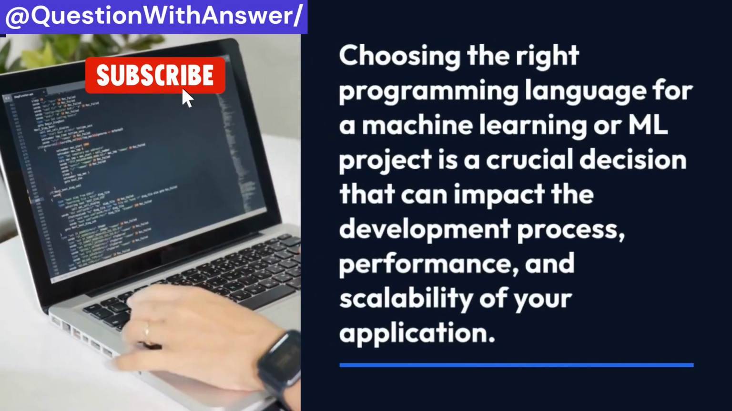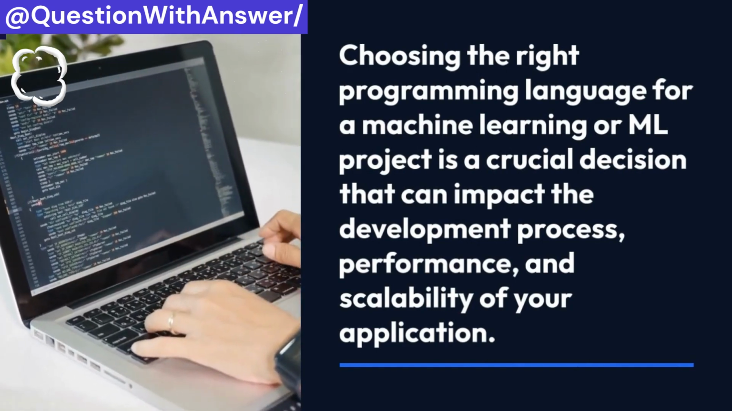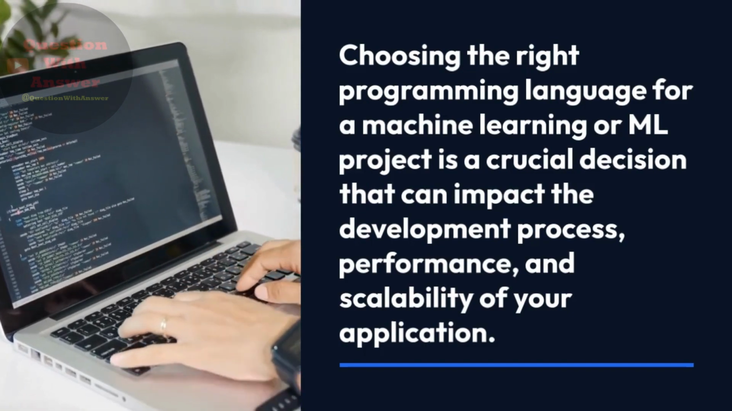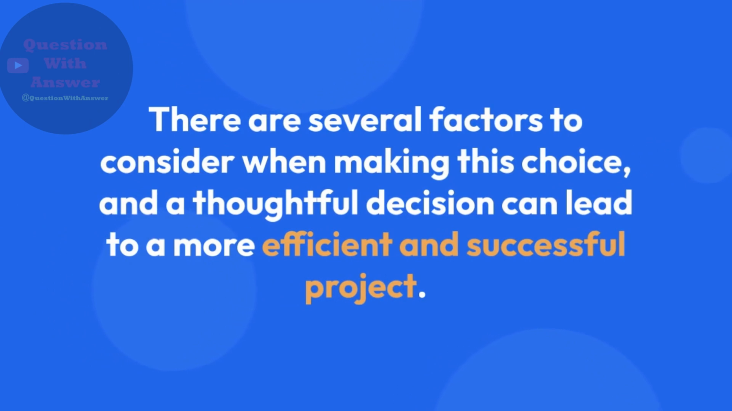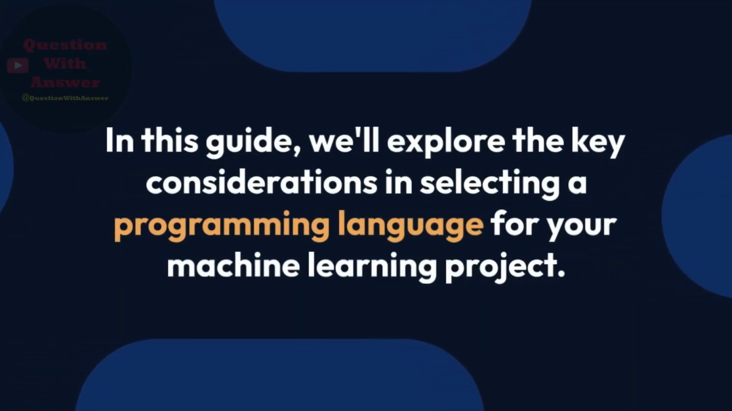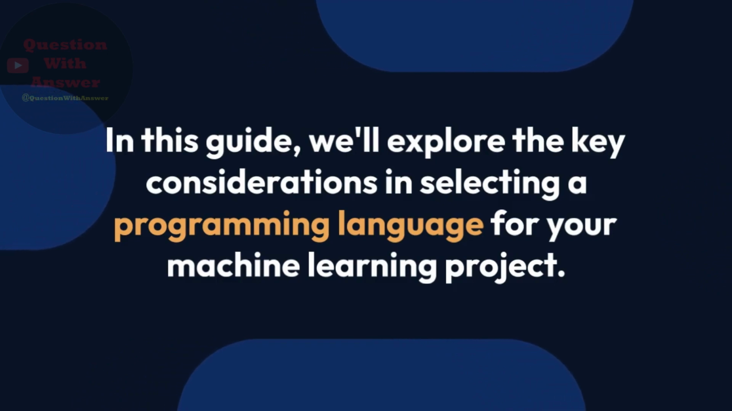Choosing the right programming language for a machine learning or ML project is a crucial decision that can impact the development process, performance, and scalability of your application. There are several factors to consider when making this choice, and a thoughtful decision can lead to a more efficient and successful project. In this guide, we'll explore the key considerations in selecting a programming language for your machine learning project.